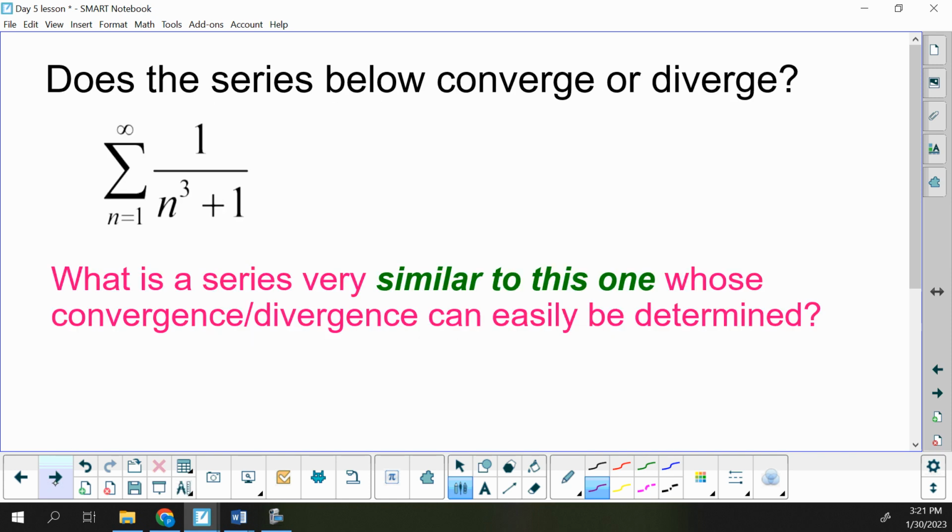So let's try another one. Does this series below converge or diverge? Well, let's compare it to something nice. So let's compare it to the sum from n equals 1 to infinity of 1 over n cubed.